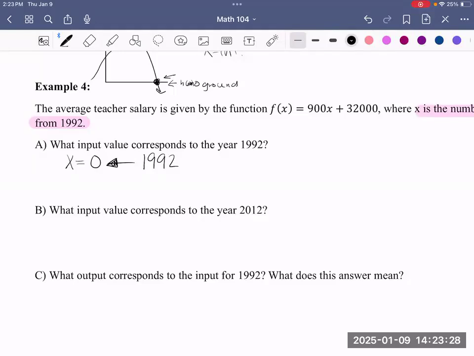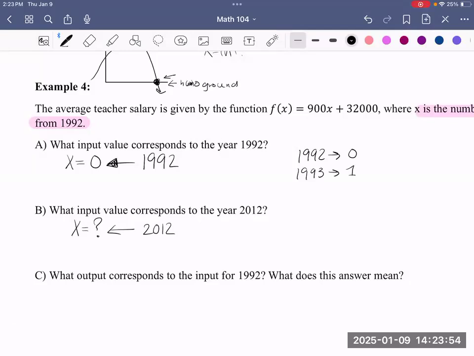Now, when it says what input value corresponds to the year 2012, not 1912, it's saying what x value is for the year 2012. Well, keep in mind, we're starting at the year 1992. That's when we initially start, so that's 0. 1993, therefore, is what? Well, it's 1.